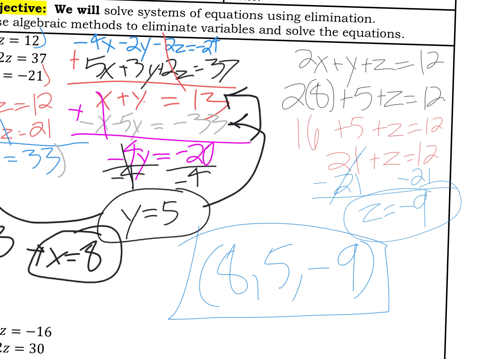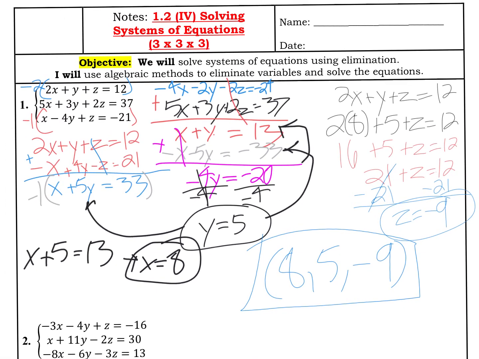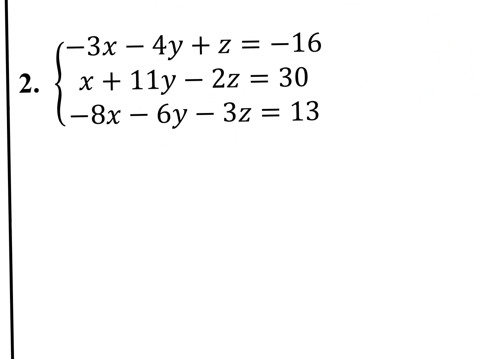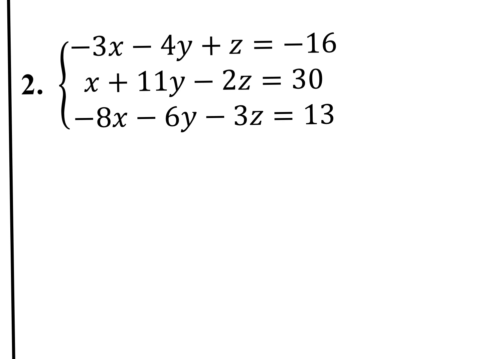All right, so basically we had to pick two equations, eliminate a variable, pick two other equations, eliminate that same letter, and then work with those two equations and eliminate yet another letter, and then it's just a matter of plugging it back in, okay? So I'm going to do that same thing on this second example right here.